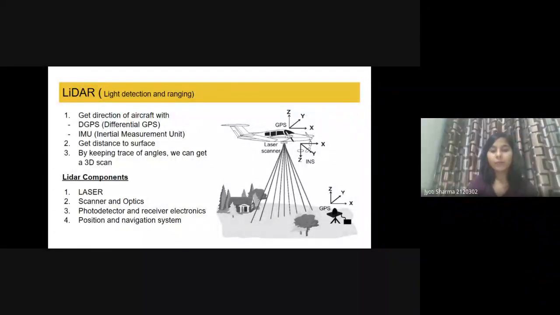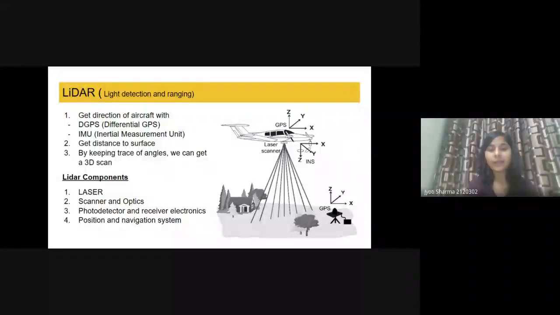Okay, so for example, we have an aircraft. In that aircraft, we have the laser scanner, and it is sending some signals. Firstly, it has to identify at what coordinate the object is. For that coordinate, it has two technologies. The one is DGPS, the differential GPS, and it also has the IMU, that is the inertial measurement unit.